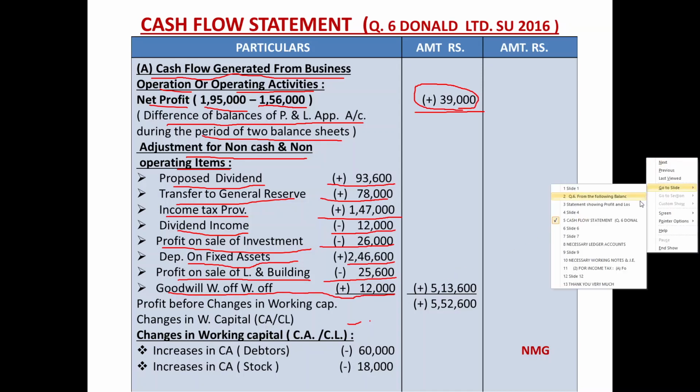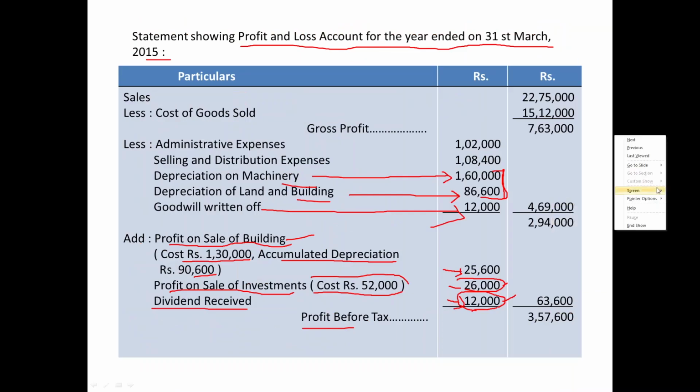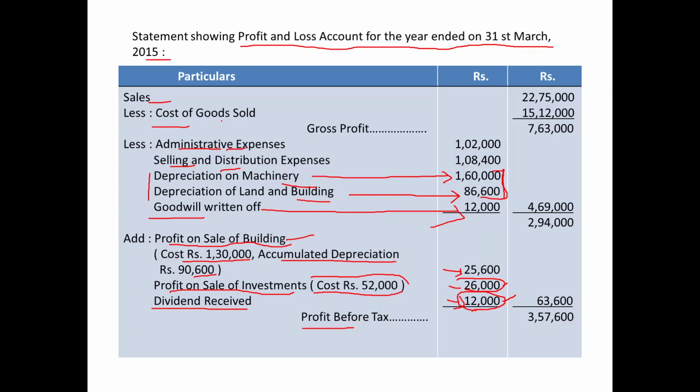Once again profit and loss account, reverse verification. So goodwill written off, depreciation, selling and distribution expenses, administrative expenses. These are the business operation expenses. Nothing is new. They are the operating expenditure paid in cash, so doesn't affect the cash flow statement. Sales, less cost of goods sold, also related with business operation. So nothing is there which can affect the cash flow statement. Profit and loss account got over.